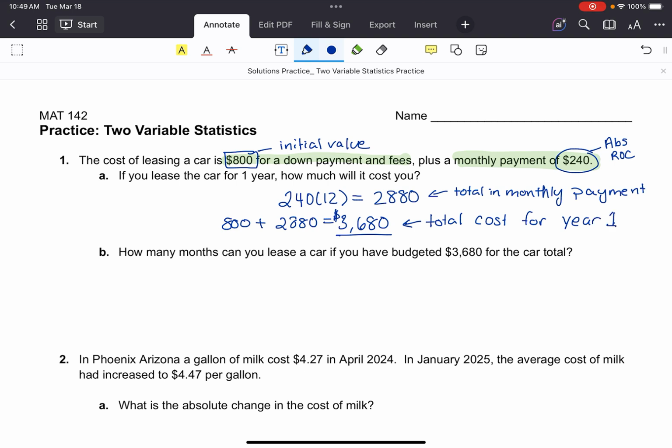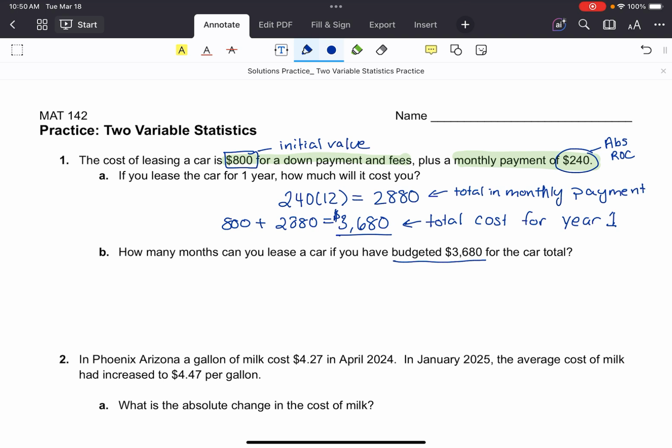Now here's the funny part. If you read the next question, how many months can you lease the car if you have budgeted $3,680 for the car? Oh, 12 months. I just found that out on part A. But let's hypothetically go through and do this question as if we didn't already know the answer to it. Like, how could I approach this question?